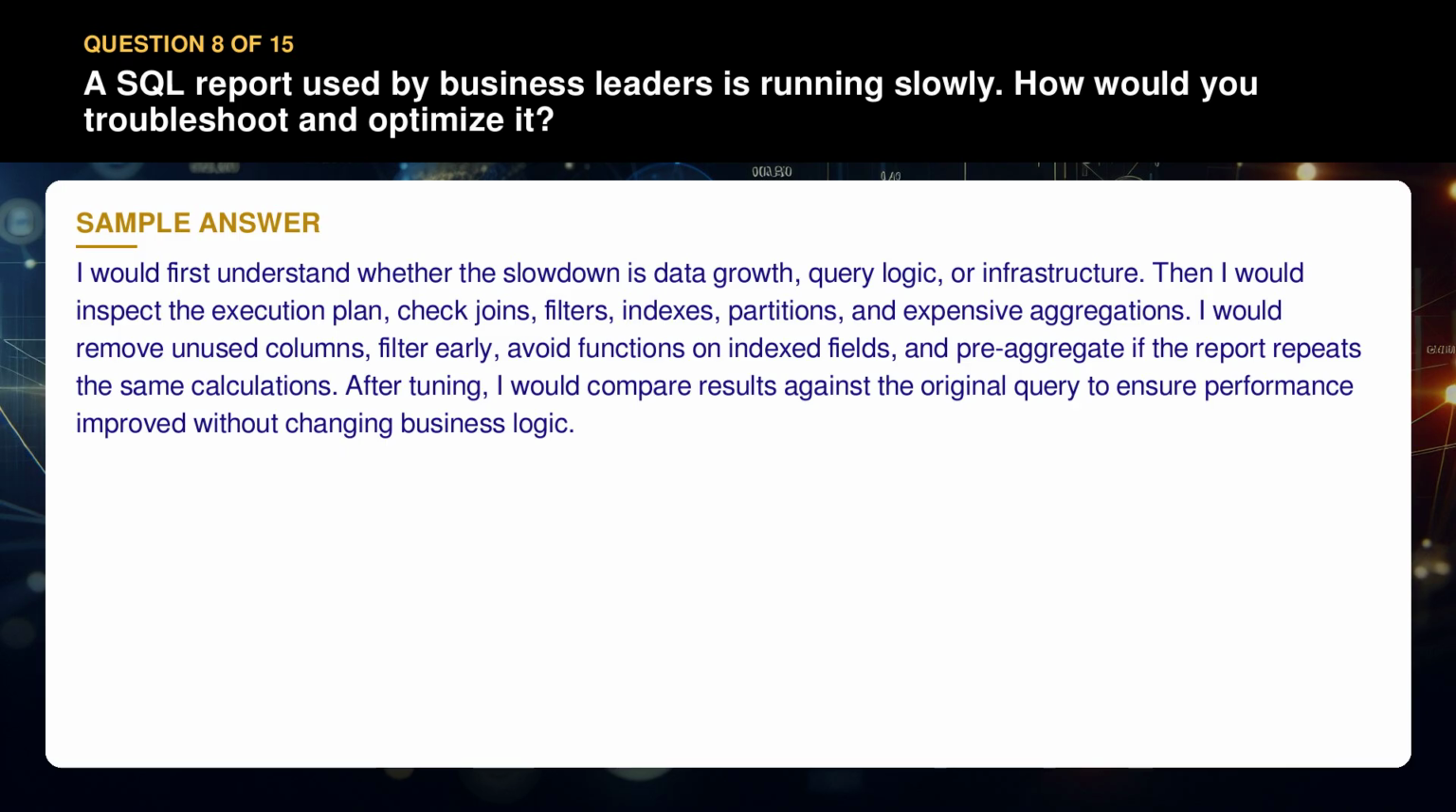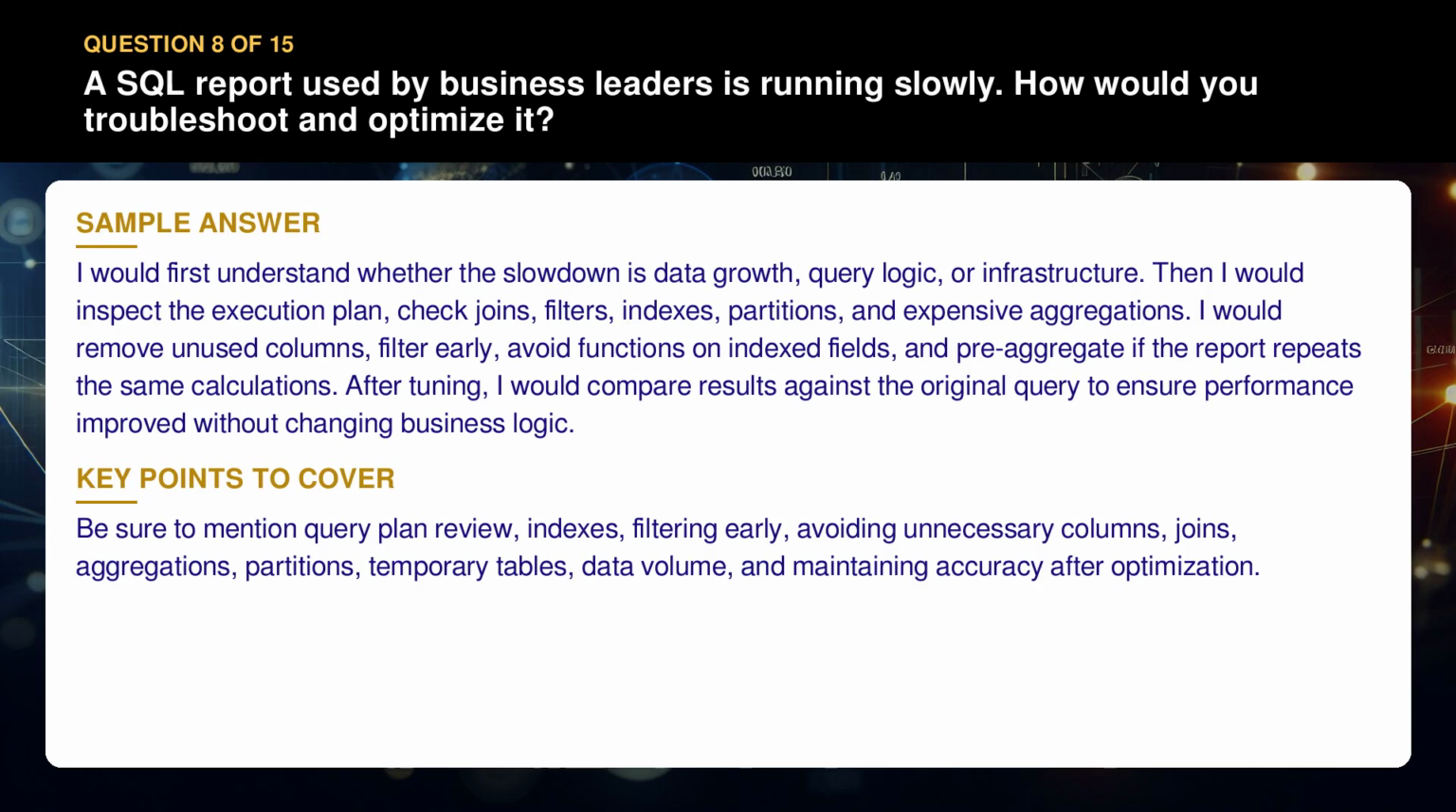I would remove unused columns, filter early, avoid functions on indexed fields, and pre-aggregate if the report repeats the same calculations. After tuning, I would compare results against the original query to ensure performance improved without changing business logic. Be sure to mention query plan review, indexes, filtering early, avoiding unnecessary columns, joins, aggregations, partitions, temporary tables, data volume, and maintaining accuracy after optimization.